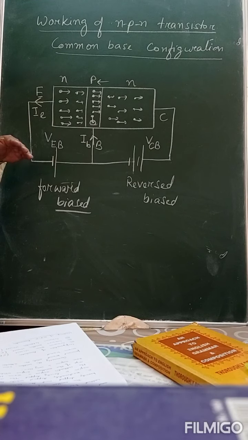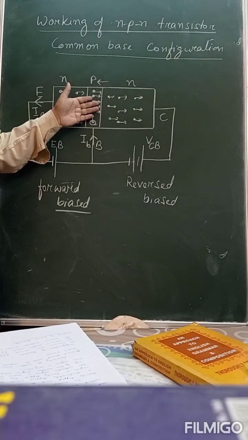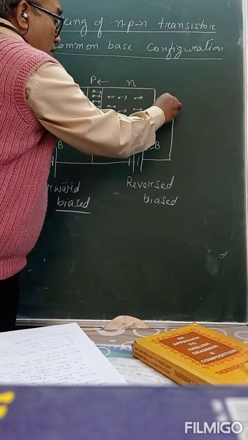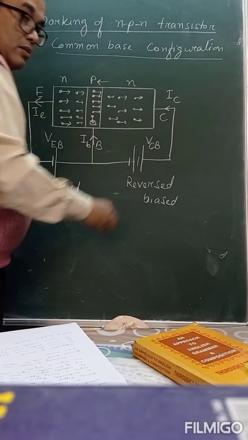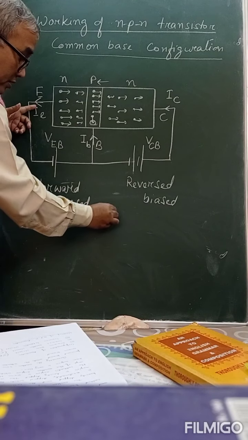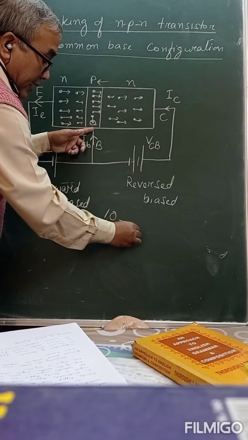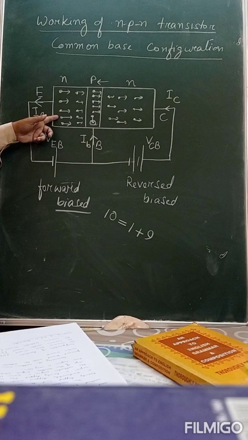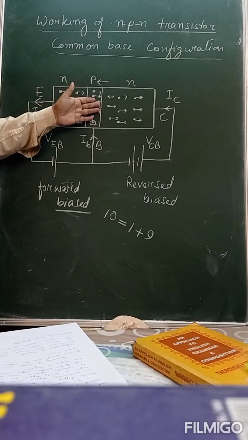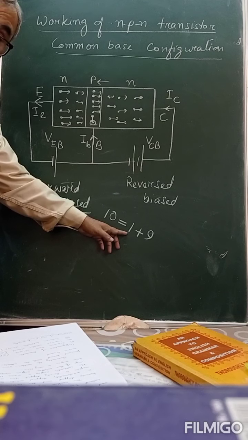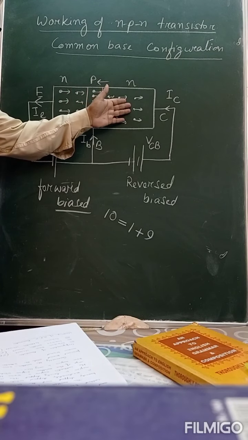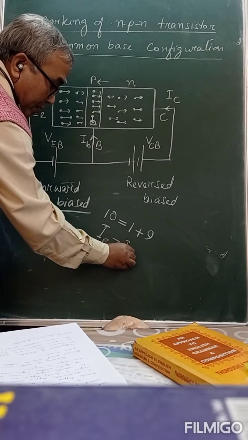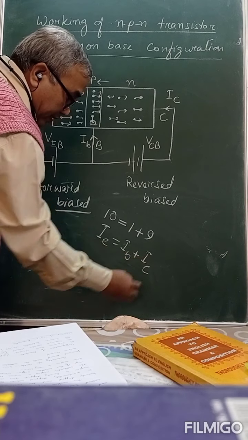And the remaining electrons move to the collector region. 9 electrons are moving to the collector region. So therefore, this is the collector current. That means 10 electrons move from emitter to base, 1 electron is collected in the base, and the remaining 9 electrons reach the collector region. Therefore, emitter current is base current plus collector current.